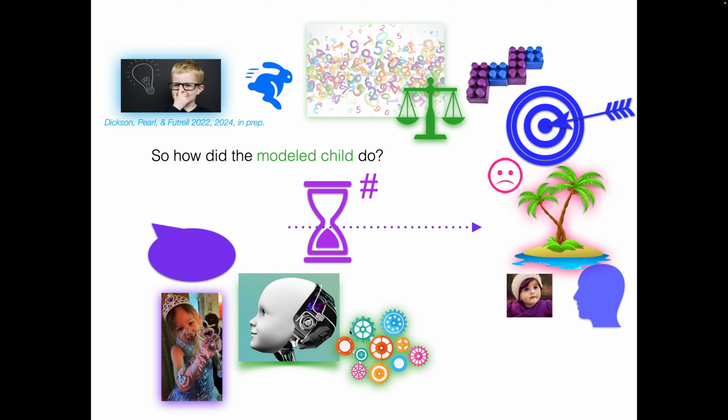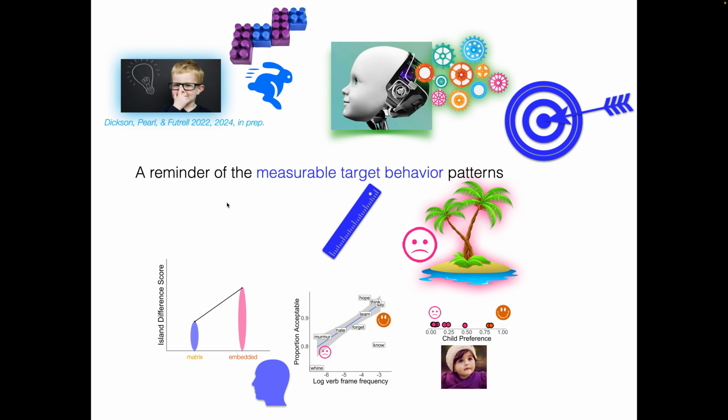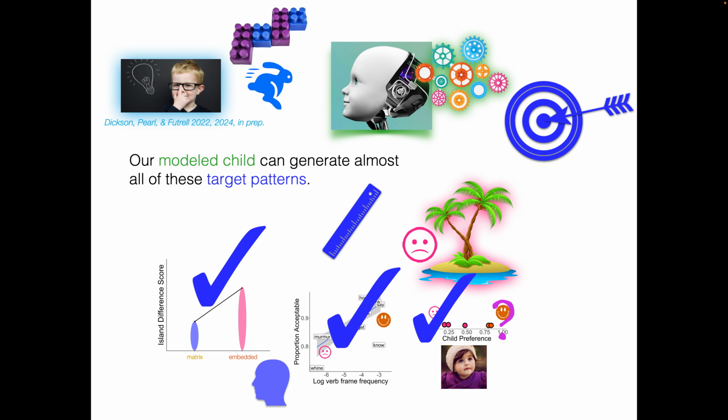And so what happens? How did this model child do, trying to find the most efficient building blocks for those dependencies? And here's a reminder of what you're trying to reproduce. Again, I'm not going to go into the details of what these are, but these are different patterns of behavior that we observe in adults and children that signal internalized knowledge of syntactic islands. It turns out our model child can generate almost all of these. It's got this one, it can do this one, and it can mostly do this one. It fudges a little bit on these data points, but it's not bad. It's just not perfect, right?